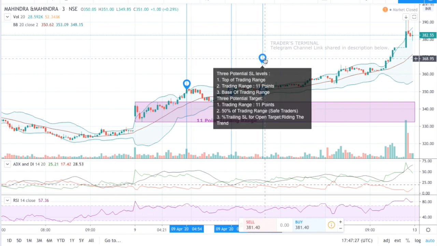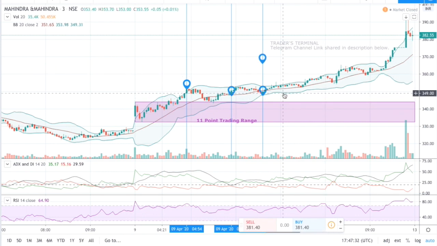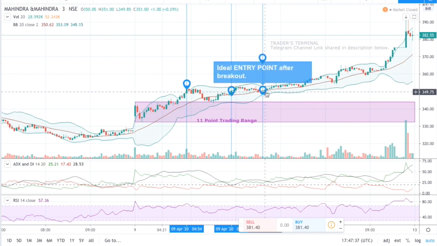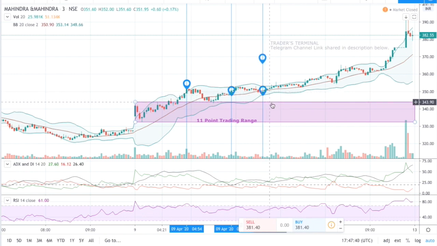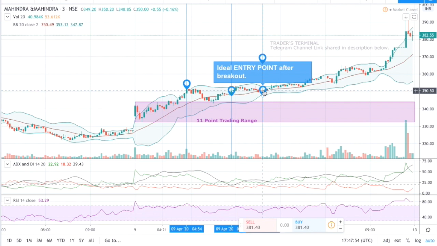Number 3, percentage trailing stop loss for open target. This is basically for trend riders or channel riders as we call them. What they do is they initially decide a stop loss level, and based on the stop loss level they determine what would be their target values. So let's take for example's sake that they've kept a stop loss at around 344 levels when the script is trading at 350.5 levels, and at every percentage point move they'll trail the stop loss further up towards the target value by a percentage.